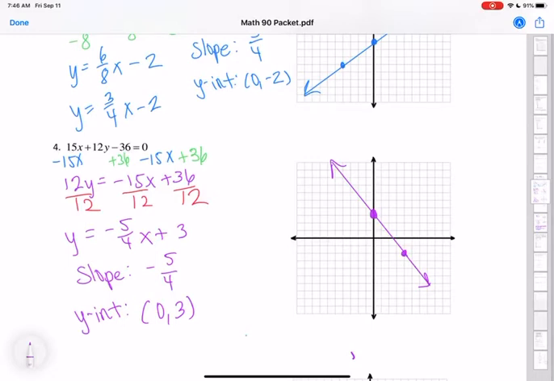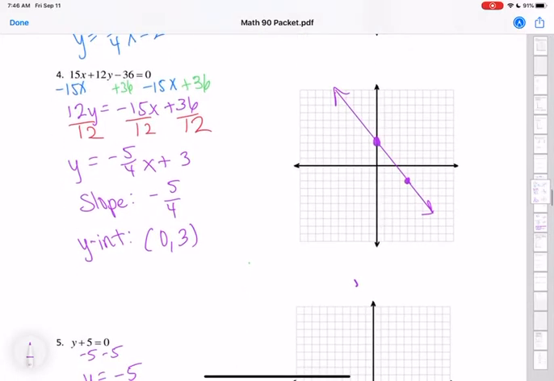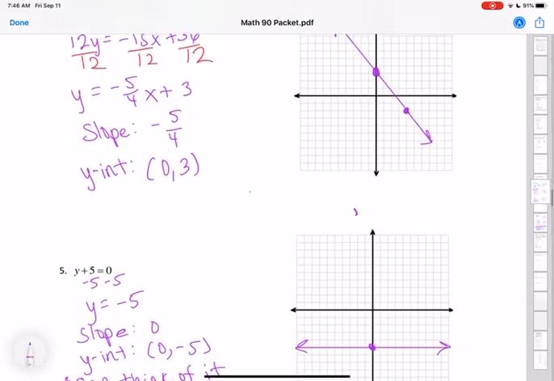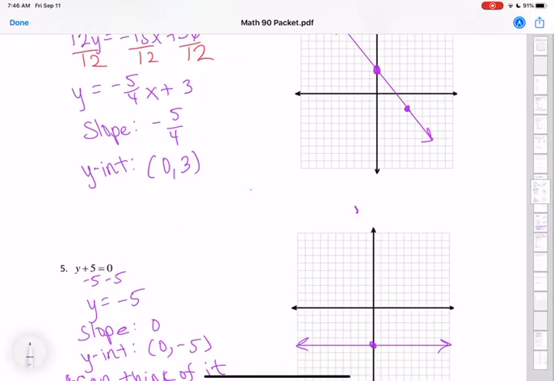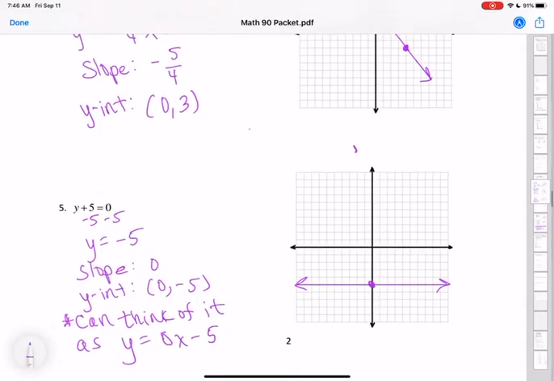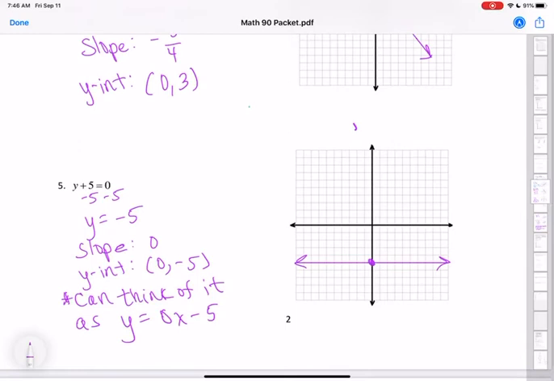Okay, the next one, y plus 5 equals 0. This one looks a little bit different. It's just y equals negative 5. And if you remember from the other day, anytime you get y equals a constant, it's going to be a horizontal line. So you can either use that knowledge that you already have to complete this problem, or an alternative is, if you wanted to, you could think of it as y equals, because we don't have any x's, 0x minus 5. Plotting that y-intercept of negative 5 and knowing that the slope is 0. So it's just that horizontal line. All right, very cool. Go ahead and turn the page.